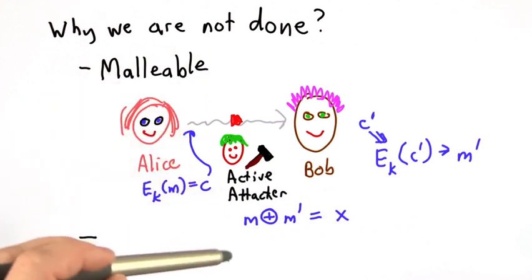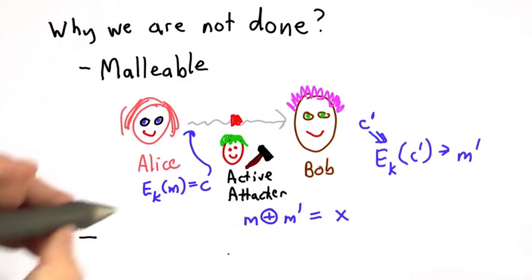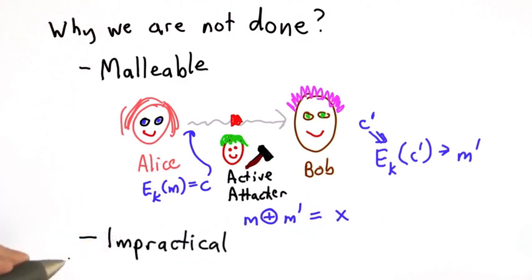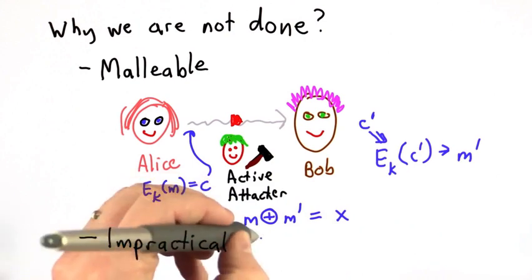Another big problem with the one-time pad is that it's very impractical. And the real reason that it's impractical is because the keys have to be as long as the messages, and we can never reuse the key.